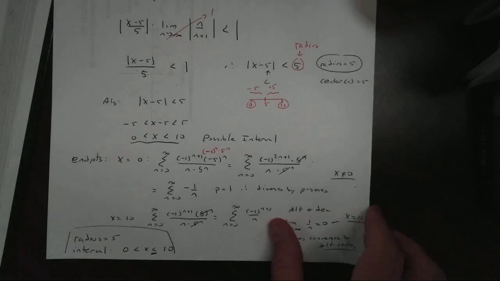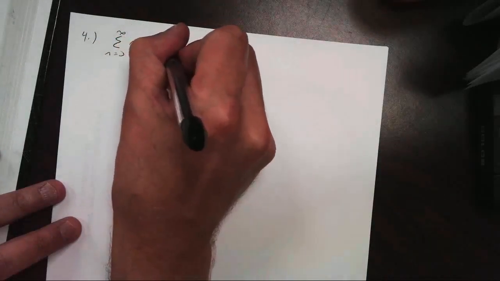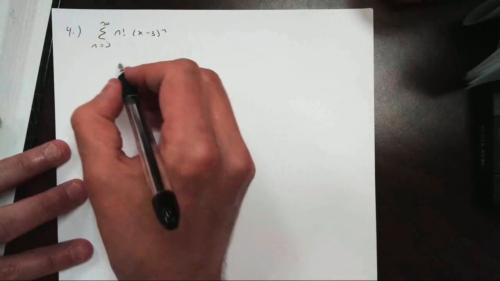Now, I have one last example for you. This is an easy one. Number 4. Okay, this is number 4. What happens if we get something like this? From 0 to infinity of n factorial x minus 3 to the n. Just kind of a quick one right here.